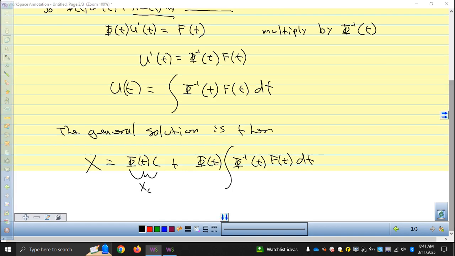All right, so questions on our setup here. So I want to go through an example. The basic procedure is we find our complementary solution, use those functions to form our phi of t, and then we find phi inverse, multiply it by our f of t, those functions that make our system non-homogeneous, integrate that, and then multiply that again by phi of t.